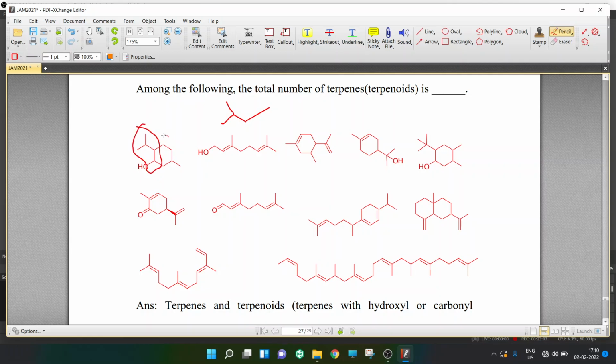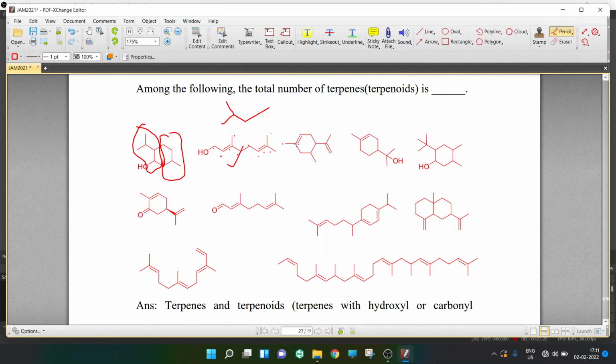This is one and this is another one. So you can look, wherever the isopropyl group is there, the triangle part, that is the head part. So head and head, something like that is there. So just count the number of carbons. 1, 2, 3, 4, 5, 6, 7, 8, 9, 10. So this is also a terpene.